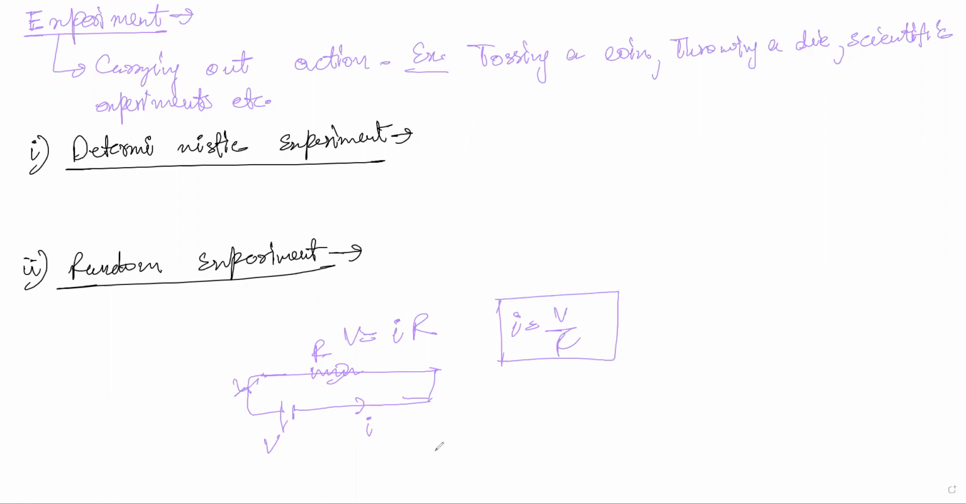So if you want to calculate I with the same V and same R, let's say you took voltage as 10 and you took resistance as 2, every time you calculate, you'll get I as 5. So deterministic experiments are those experiments in which the outcome is already fixed. With the help of inputs, you are just fixing your output. As soon as you know the input, you will know the output.